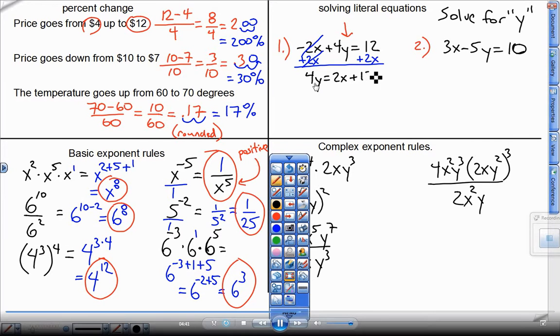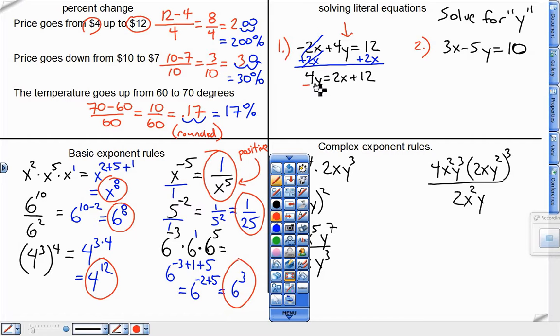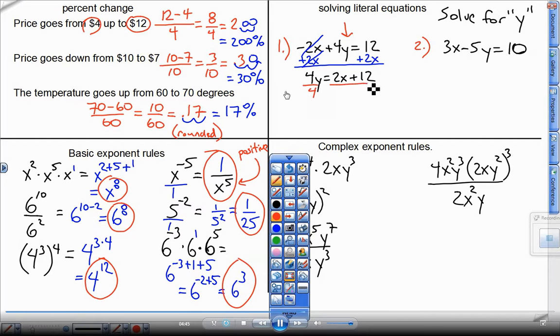Now 4 times y, the opposite, is dividing by 4. Divide everything by 4, so that the 4's cancel away and gives me y. This splits up into two little mini fractions, so 2x divided by 4 plus 12 divided by 4. And that simplifies into 1/2 x plus 3.